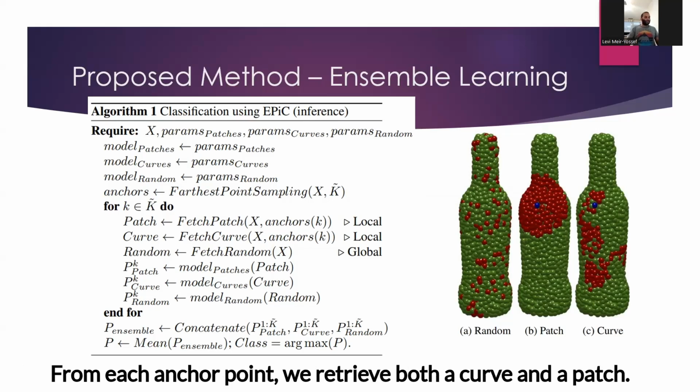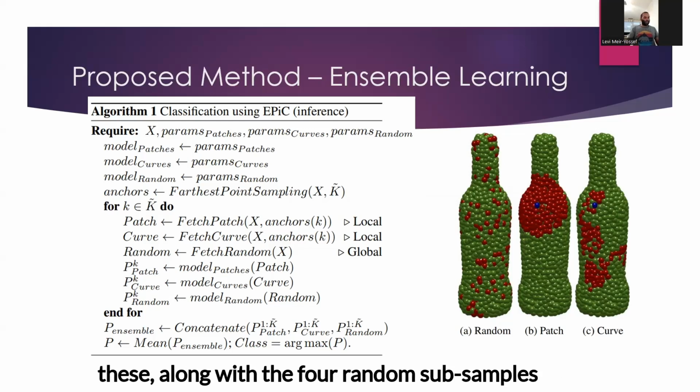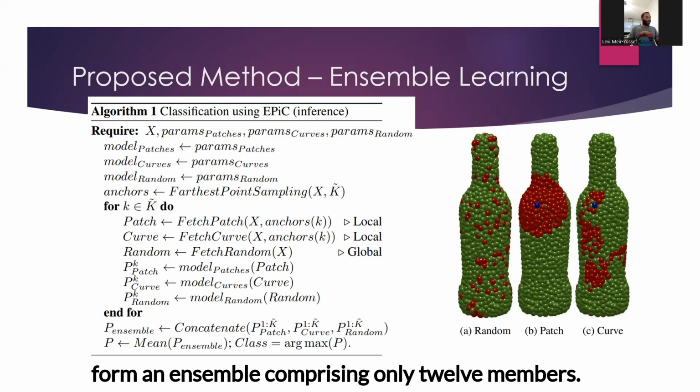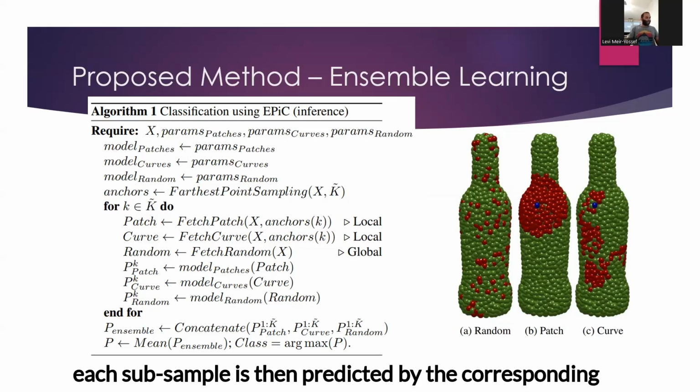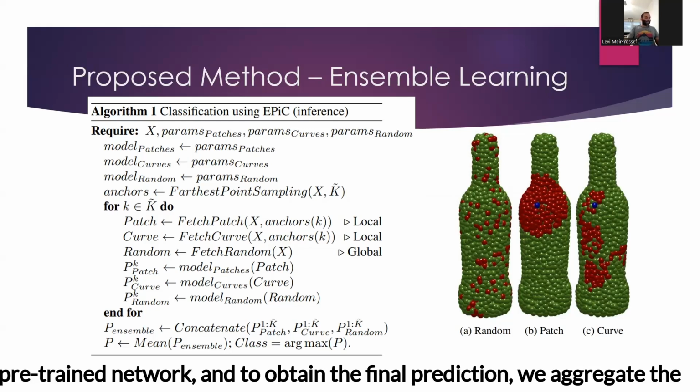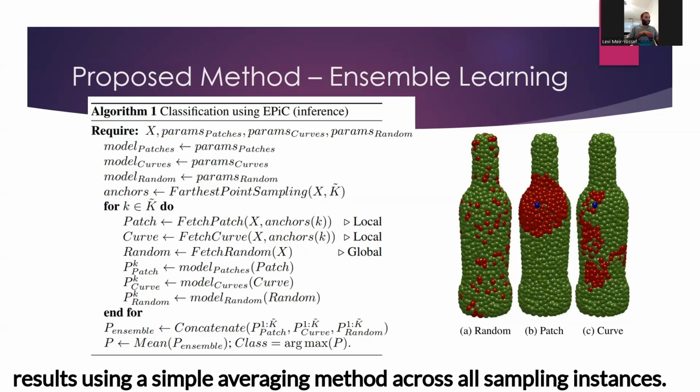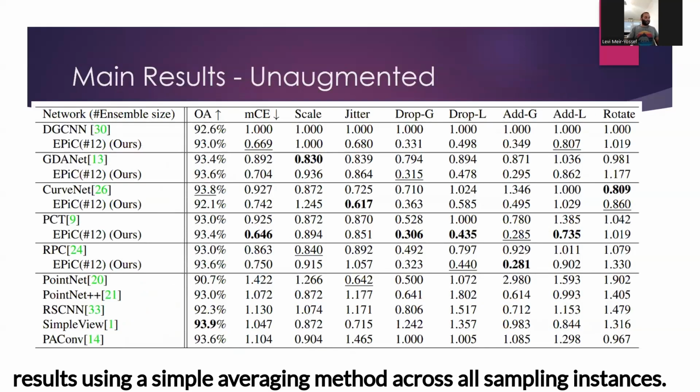In inference, we employ farthest point sampling to choose 4 anchor points. From each anchor point, we retrieve both a curve and a patch. This, along with the 4 random subsamples, forms an ensemble comprising only 12 members. Each subsample is then predicted by the corresponding pre-trained network, and to obtain the final prediction, we aggregate the results using a simple averaging method across all sampling instances.